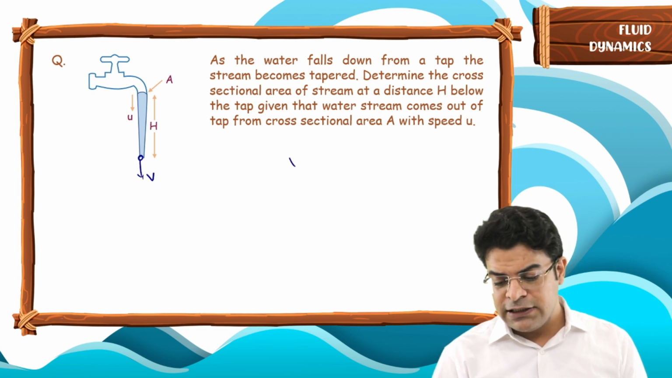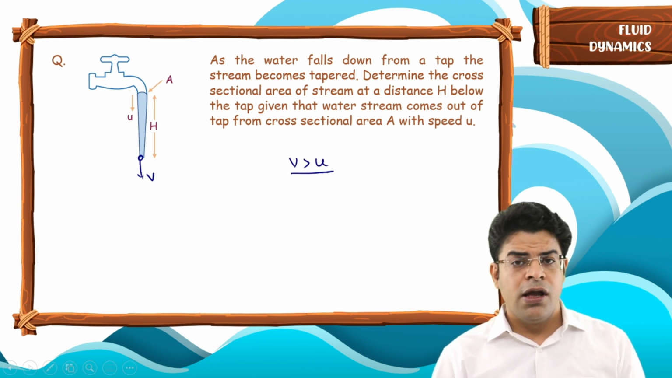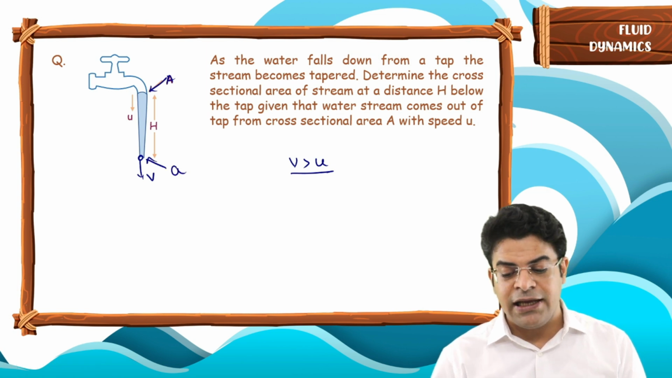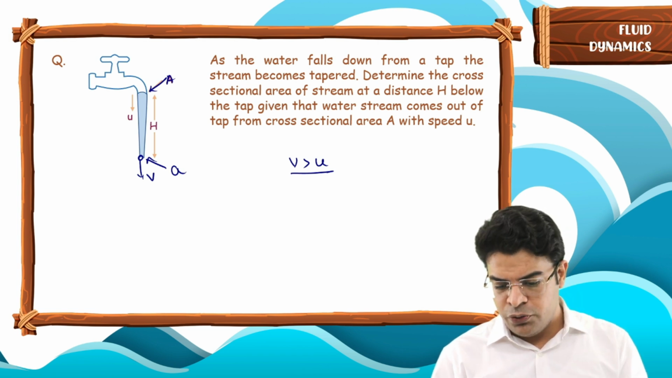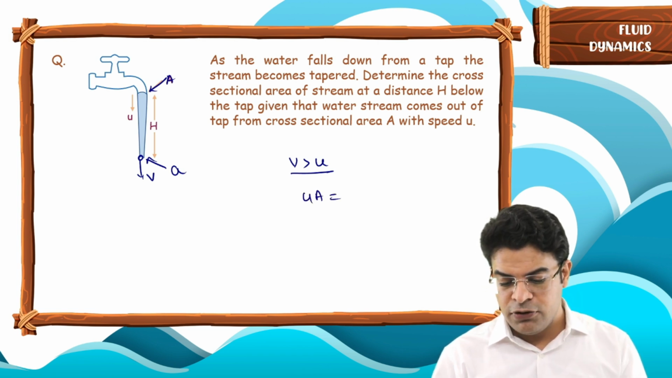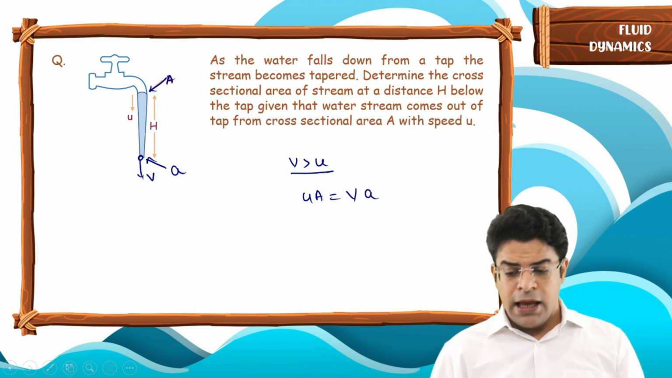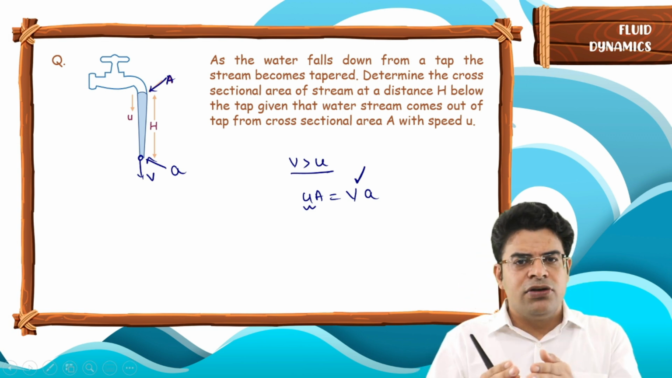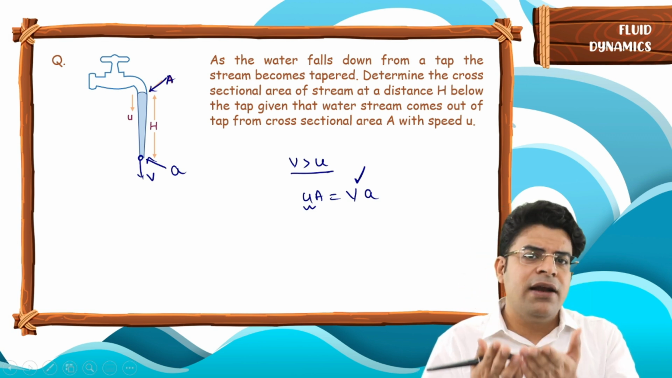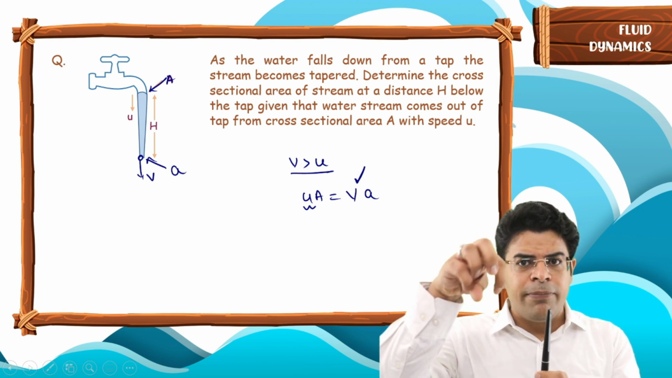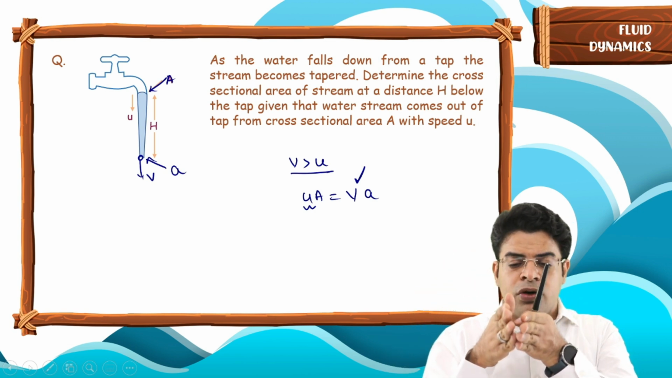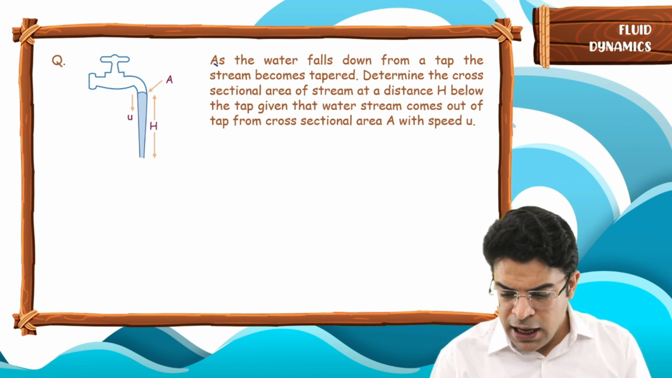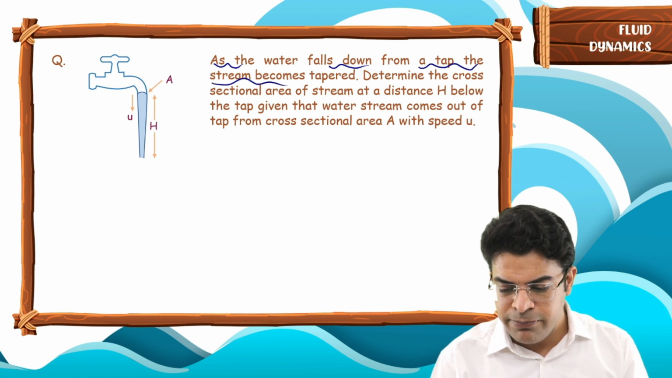So I can say that V has to be greater than U. If here the cross-sectional area is capital A, and I assume that here the cross-sectional area is small a, from the equation of continuity, U into A has to be equal to V into small a. As V is greater than U, the velocity increases, so the cross-sectional area should decrease, and that is the reason when you open the tap, as the water falls down, the stream keeps on becoming more tapered and tapered, thinner and thinner.